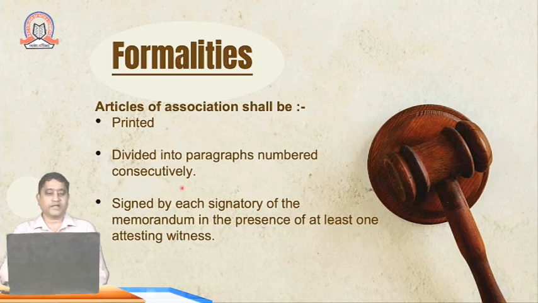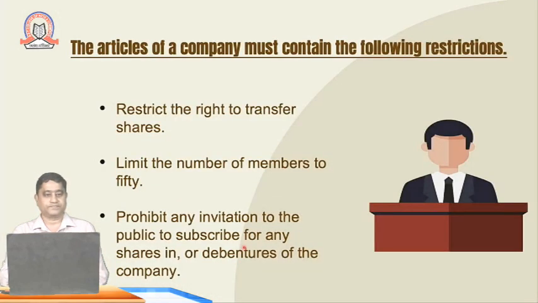It should be signed by each signatory of the memorandum in the presence of at least one attesting witness. The articles of the company must contain the following restrictions. It should restrict the right to transfer the shares. So, related to the transfer of shares or transmission of the shares, this particular right has to be restricted and has to be mentioned in the articles. It should also limit the number of members to 50, that has to be mentioned in the articles.